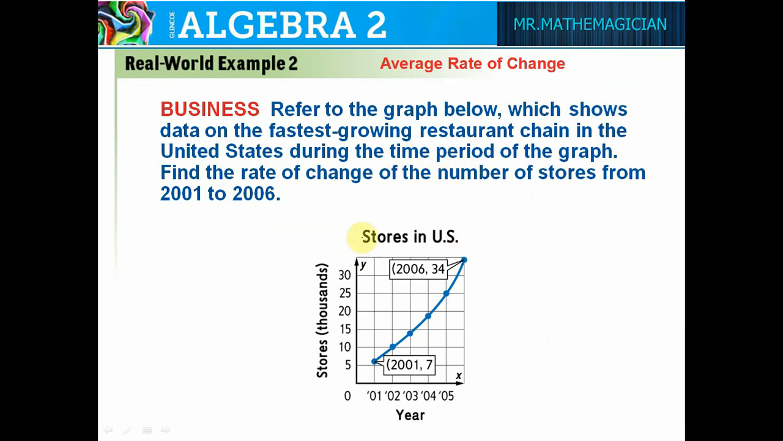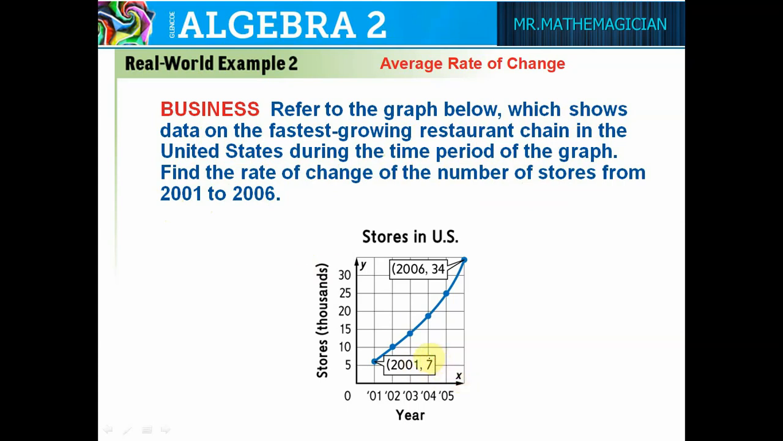Now, refer to the graph below, which shows data on the fastest growing restaurant chain in the United States during the time period of the graph. Find the rate of change of the number of stores from 2001 to 2006.